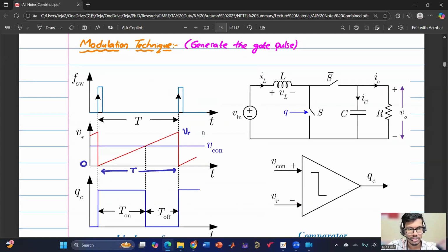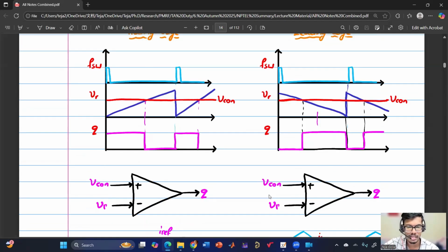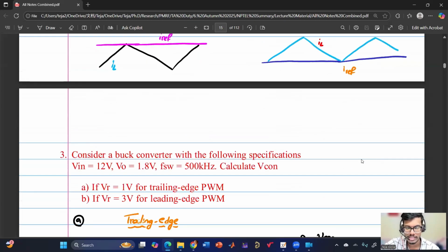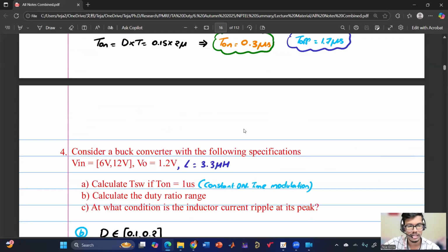And then we have also discussed briefly about modulation techniques, like pulse width modulation, how to generate the gate pulse using the sawtooth. Now that you are familiar with this, I am not spending much time. And we also identified there are two types of modulation. One is trailing edge, and another is leading edge. And then we have seen how the waveform will look like and how we will get the set and reset pulses. So here I have given one question based on the trailing edge and leading edge.